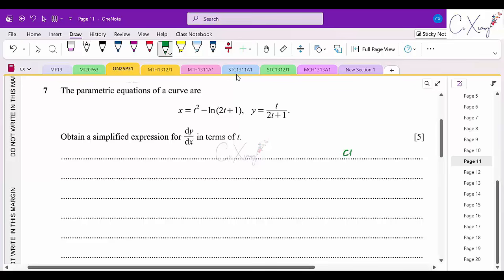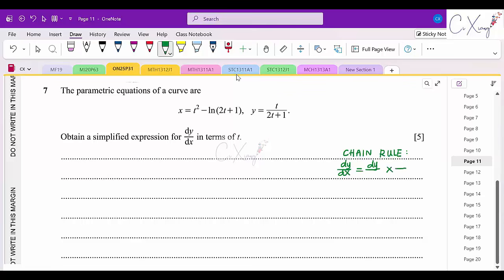Just to recall, if you have any parametric equation, the main idea to get dy dx is using the chain rule. So how does the chain rule look? It will be dy dx equals dy over something multiplied with something over dx. The something depends on the variable in the equation. For our question, we have x in terms of t and also y in terms of t. So we are going to find dy dt first and also dx dt, then combine them together to get dy dx. This is why we call it the chain rule.